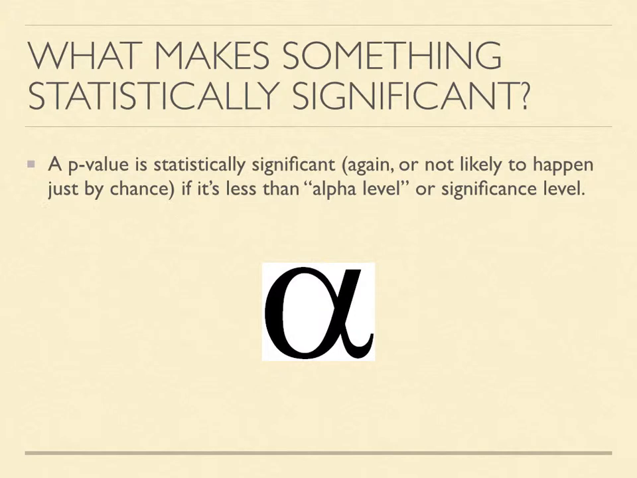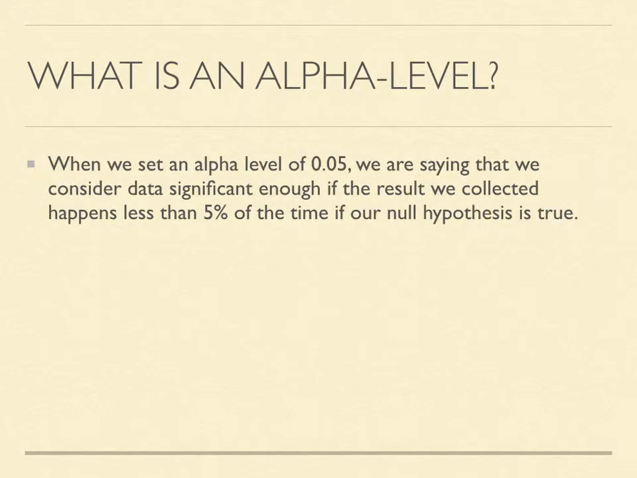But what makes something statistically significant? Well, we take our p-value and compare it to something called the alpha level. It's the Greek letter alpha, but my PowerPoint slide won't let me type it out, so you see a picture of alpha right here. We compare our p-value to our alpha level, and if it's less than our alpha level, then it is considered statistically significant.